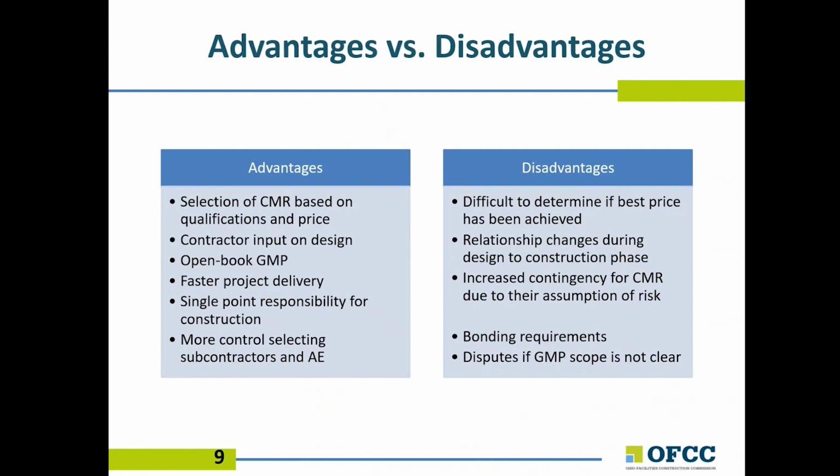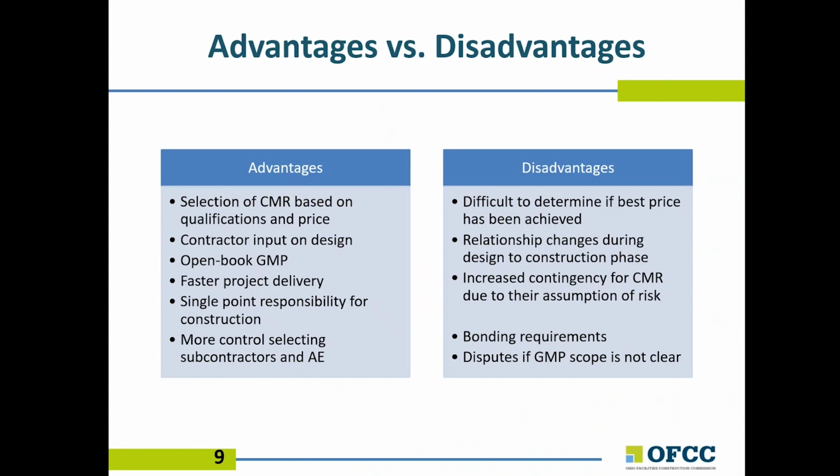A disadvantage of CM at risk is that it's hard to determine if the best price has been achieved in comparison to public bidding in general contracting and multiple prime delivery methods. There is an increase in contingency for the CM to assume risk, but at least it is transparent in the open book GMPs.